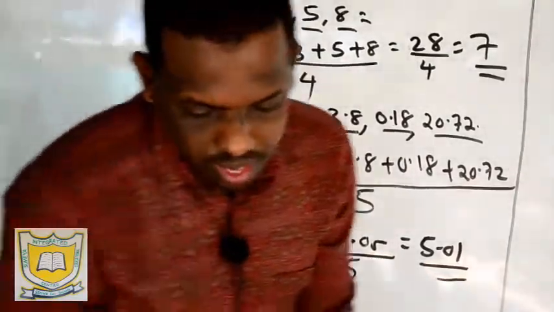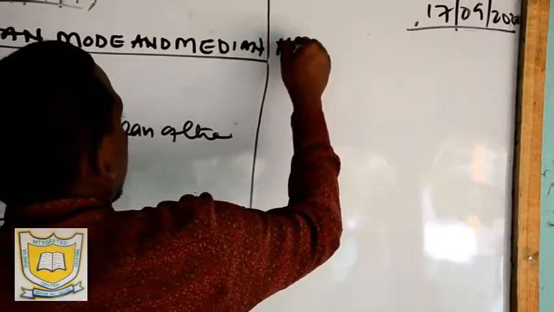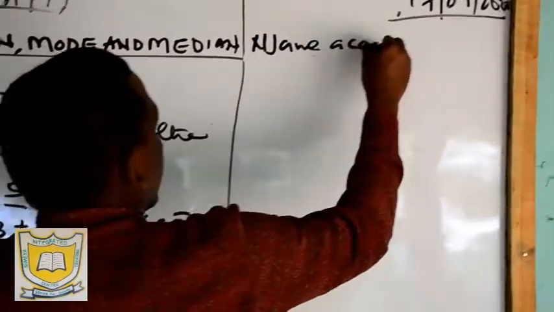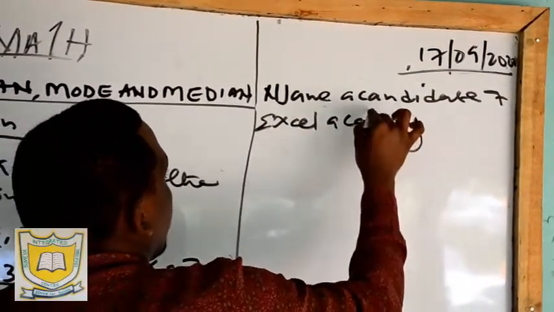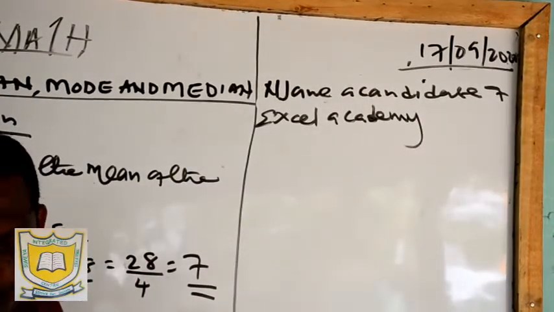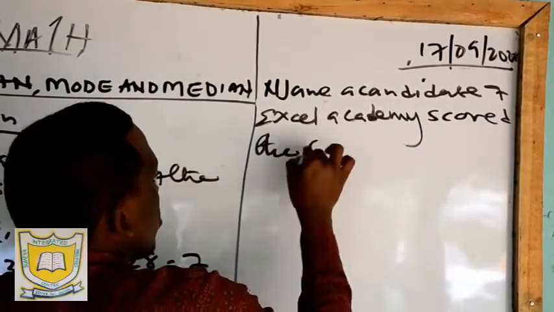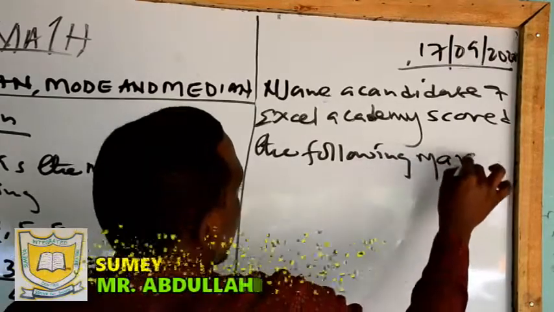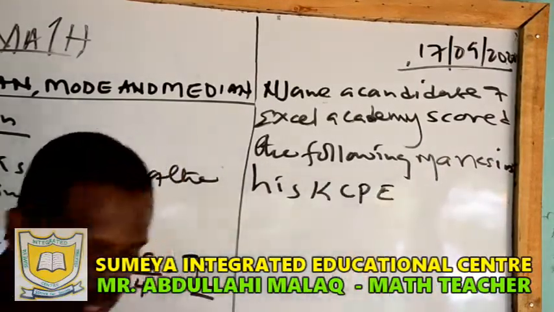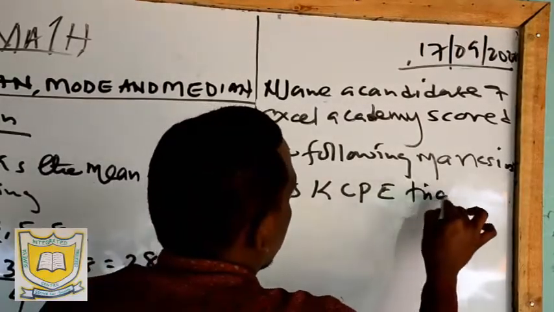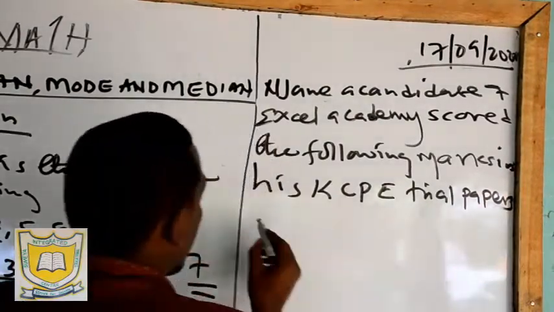Another question. You are told Njane, a candidate of Excel Academy, scored the following marks in his KCPE trial papers. What was his mean score?